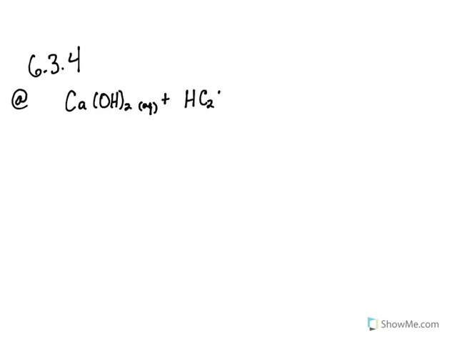For problem 6.3.4, it asks us to finish the molecular equation and then write the total ionic and net ionic equations for each of the following reactions. So for part A, we have calcium hydroxide and acetic acid.